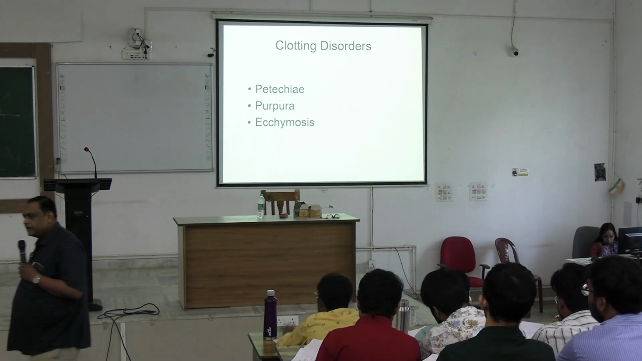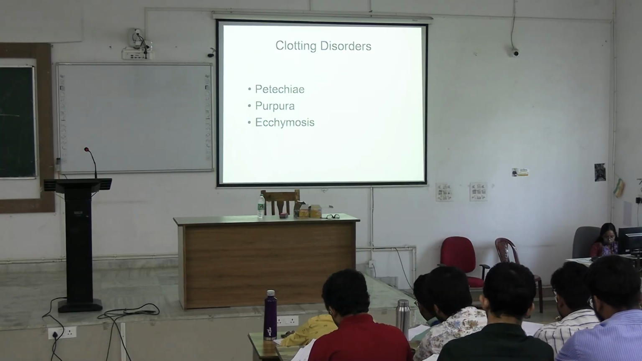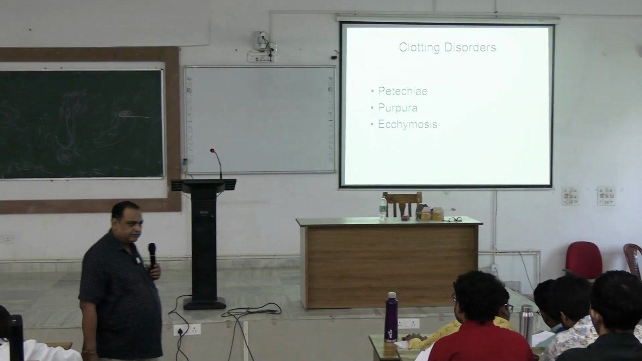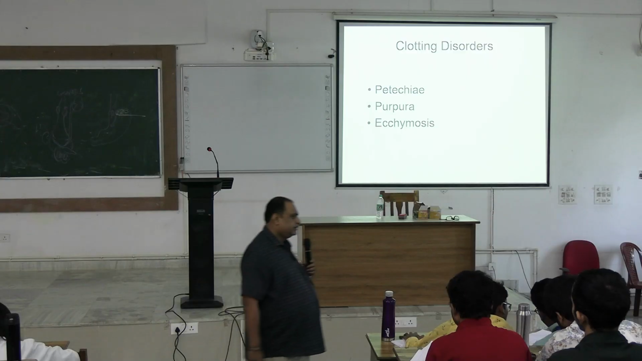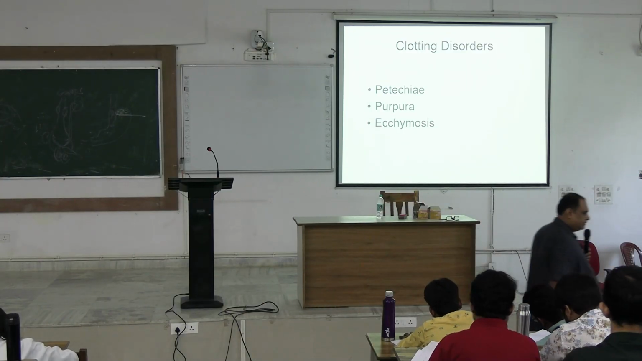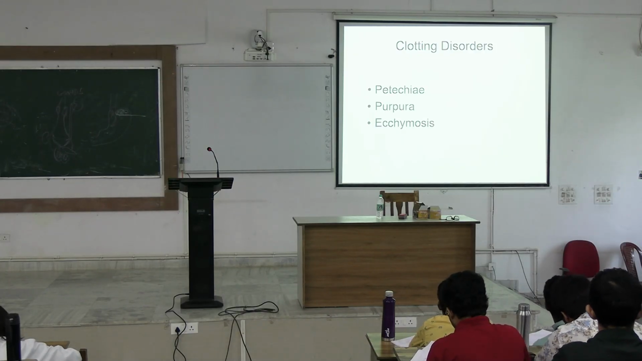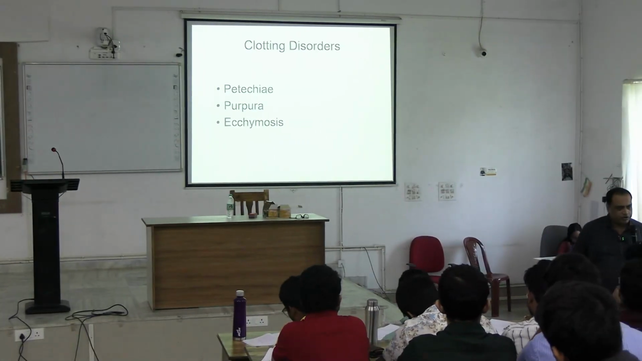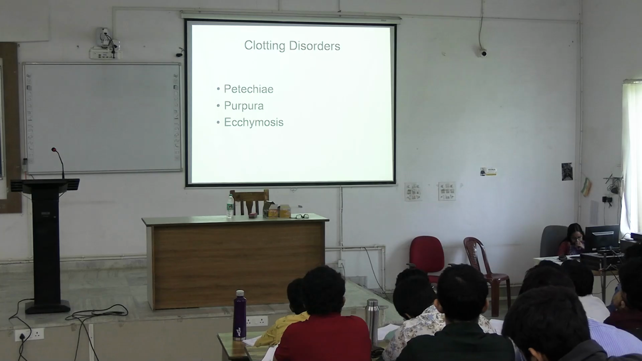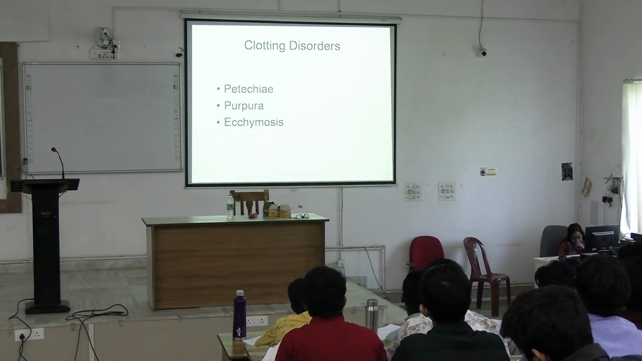In case of vitamin K deficiency, when a pressure cuff is applied to a person for some time and then released, you find spots underneath the skin, not immediately, but after a couple of hours. Depending on the size of the spot, it has three names. The smallest spot, the size of a pinhead, is called petechiae.